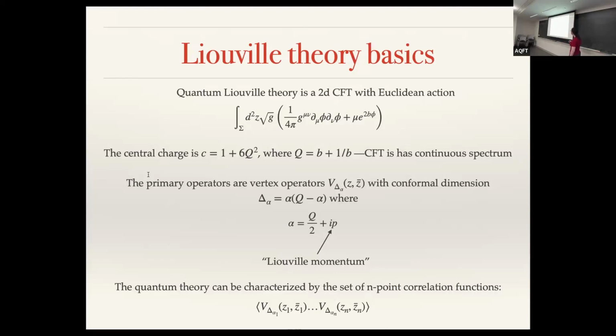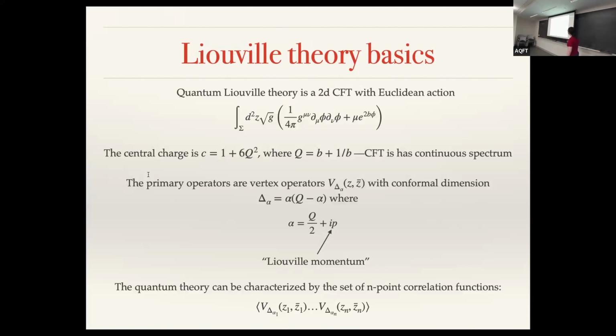This conformal field theory has central charge given by 1 plus 6q squared, where q is a parameter related to this number b in the exponential. It's equal to b plus 1 over b. You can show that this is a conformal field theory with a continuous spectrum, so it's a little bit unusual compared to the kind of rational conformal field theories which appeared in the previous talk.